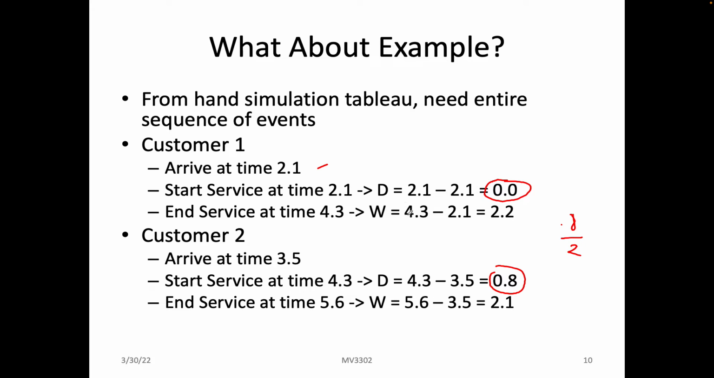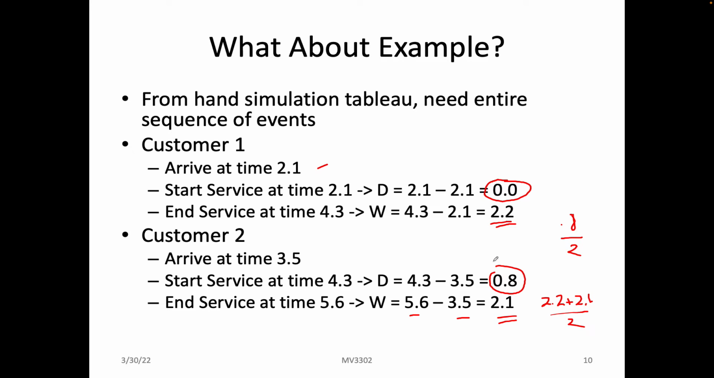And for the time in the system, again, the first guy showed up at time 2.1, but left at time 4.3, so their time in the system was 2.2. The second one arrived at 3.5, left at time 5.6, and so their time in the system was 2.1. So the average time in the system is 2.2 plus 2.1 divided by 2.